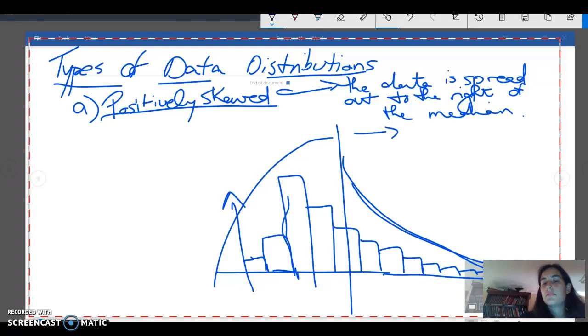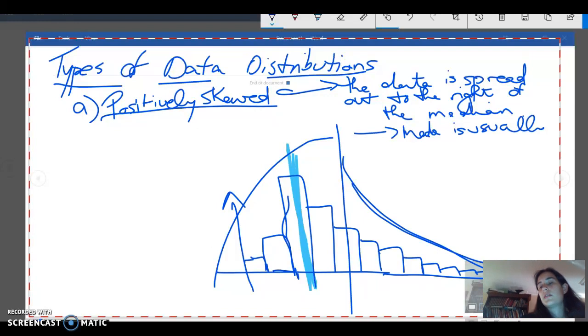As you can see, the mode is usually below the median. The mode here is the highest one. So the mode is usually below the median, or the modal class, I should say, from here. But in the data as well, the mode will be below the median. So the mode is usually below the median, and the mean is usually below. And again, I'm not going to explain why.